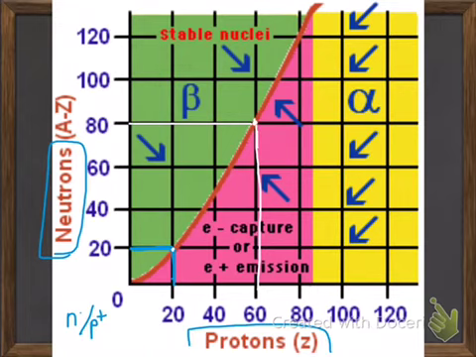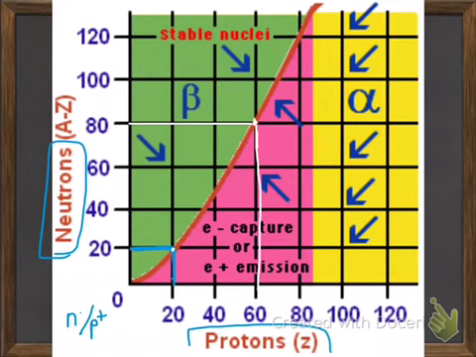Okay, so that's great. But what if I'm a different isotope and my ratio is off the 1-to-1 or the 1.5-to-1? Well, in that case, I'm not going to be stable, and I'm going to actually undergo nuclear decay, which means my nucleus is going to break down.